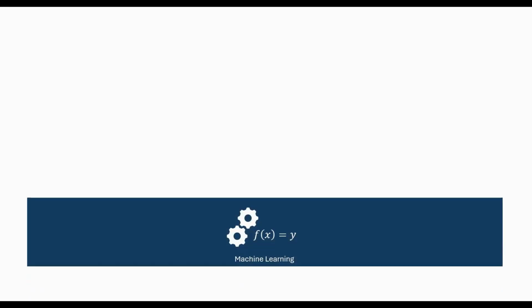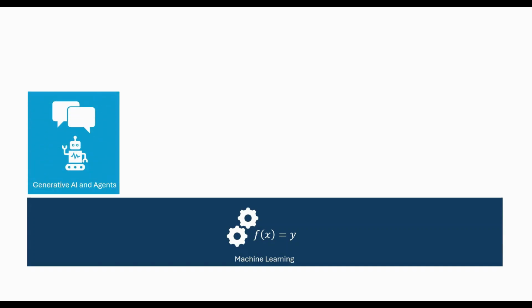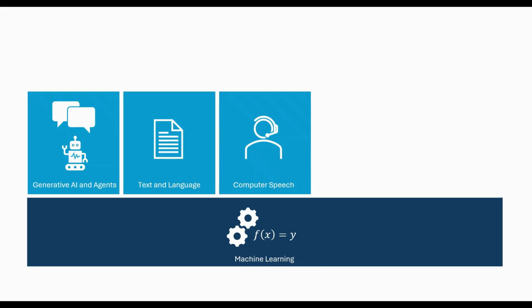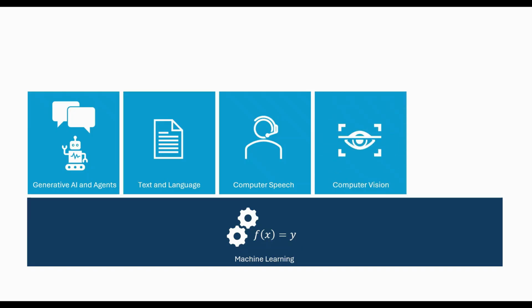There are 5. 1. Generative AI and agents. LLMs that generate responses and take autonomous action. 2. Natural language processing. Analyzing text for meaning, sentiment, entities, summaries. 3. Computer speech. Voice in, voice out. Transcription and synthesis. 4. Computer vision. Understanding images, video, and camera streams. 5. Information extraction. Pulling structured data from documents, forms, and receipts.